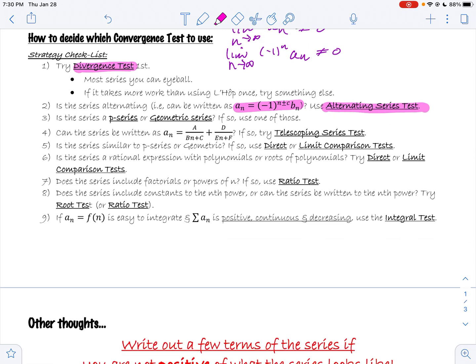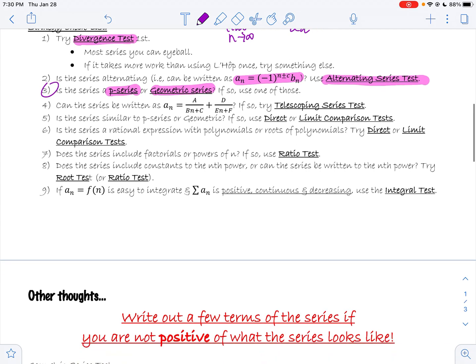As long as it makes it go back and forth, so it's just every other term is positive and every other term is negative. Number 3, and this is a really important piece of information to talk about: is it a geometric series or a p-series? If so, you're going to use one of those. What I mean by that, because that's super important, is that if it's not exactly like a p-series or not exactly like a geometric series, then you don't use those.